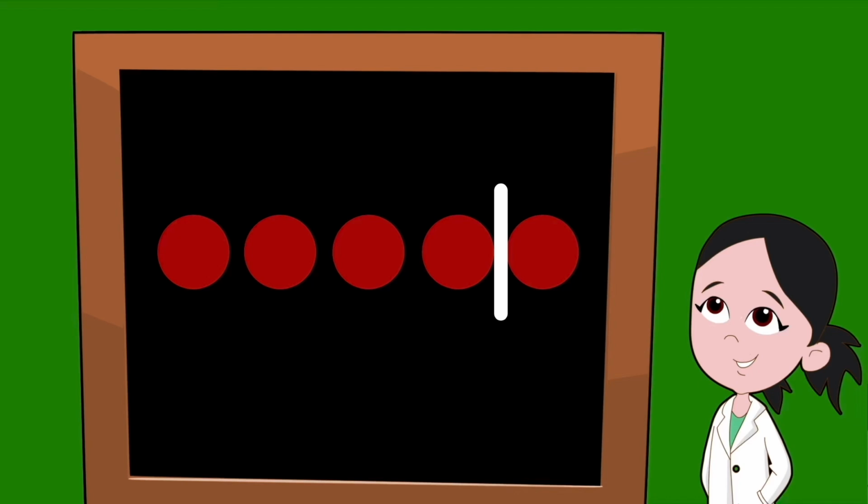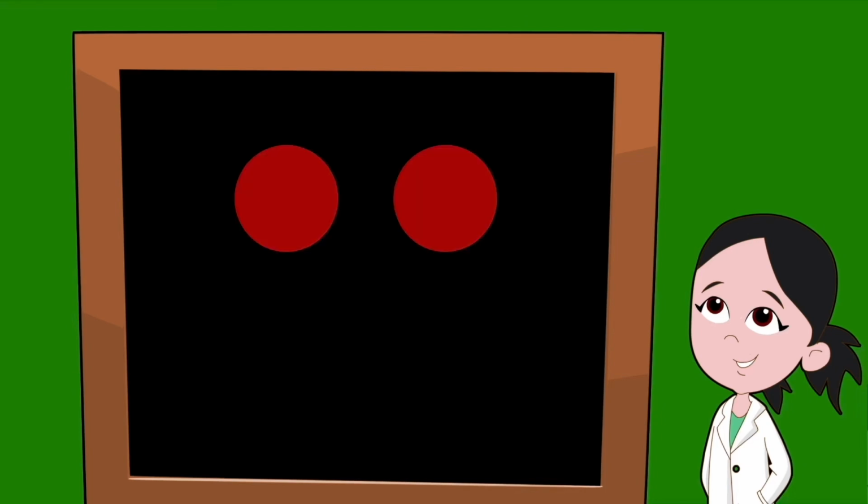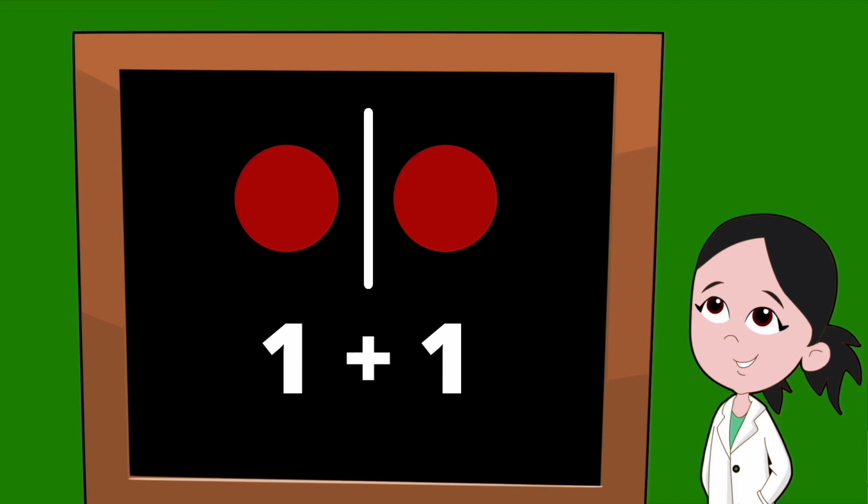Let's get started with the number 2. To find the partners for the number 2, let's start with 2 dots. Now there's only one set of partners for the number 2. To find partners, we're going to split up our circles. So if there's 2 circles, we can put a line right in the middle to split them up, and we'll have 1 circle on each side. 1 on the left and 1 on the right. When we add those together, that gives us the number 2. So our only set of partners is going to look like this. 1 plus 1 equals 2.